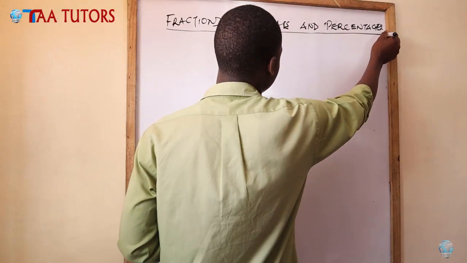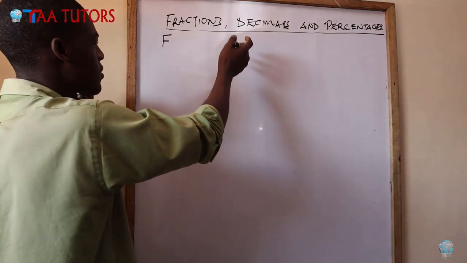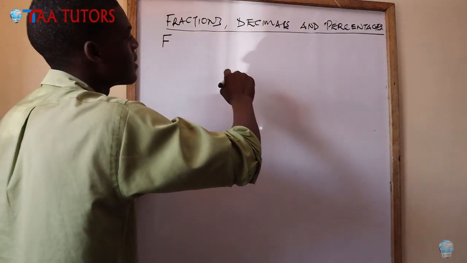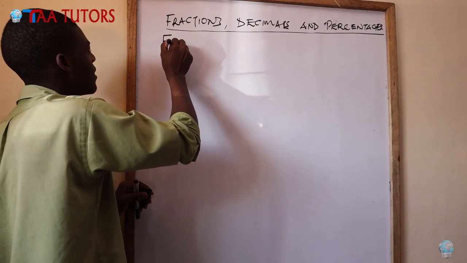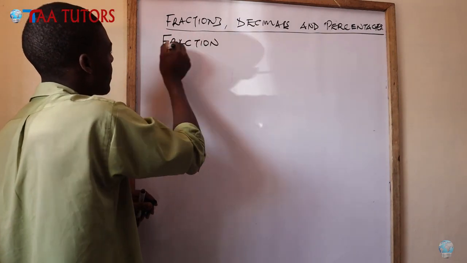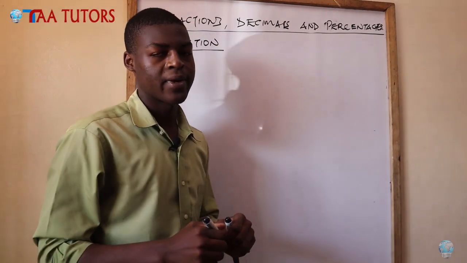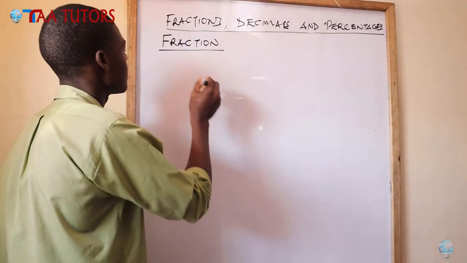For the first thing we are going to do, we are going to start with the fractions. When fractions are done, we will go to decimals, and then we will finish with percentages. So in fractions, we need to first understand what a fraction is. We can say that a fraction is a part of a whole.